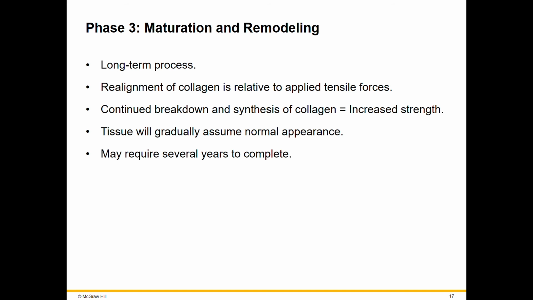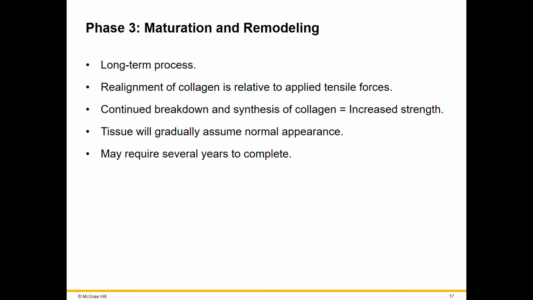The tissue gradually assumes normal appearance and function. Although a scar is rarely as strong as the normal uninjured tissue, usually by the end of approximately 3 weeks, a firm, strong, contracted, non-vascular scar exists.